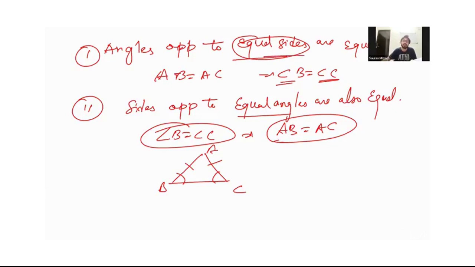So both, vice versa, you have to remember. If sides are equal, then the angles opposite to them will also be equal. If it is given that the angles are equal, then the sides opposite to them will also be equal. So this is a very important theorem, and you will be using it not only in class 9th but also in higher classes. You will see that this theorem has a very wide application.